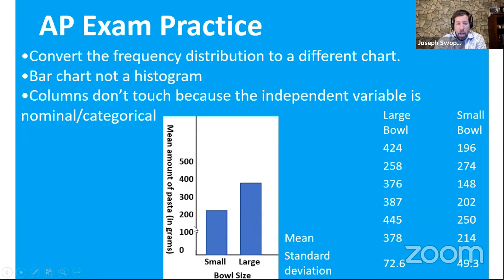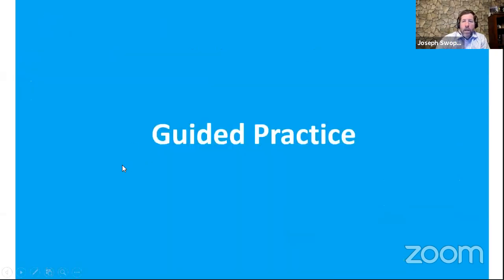bowl size, and the y-axis with the dependent variable, or the amount of pasta, or the mean amount of pasta between the small and large bowls. So I'm hoping that my explanation matched with what you came up with yesterday, or maybe even today as you prepared for today's video lesson. Okay, let's get into the bulk of today's stuff.